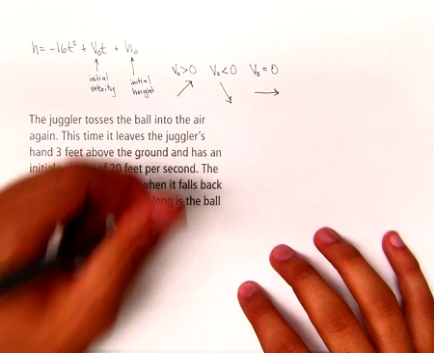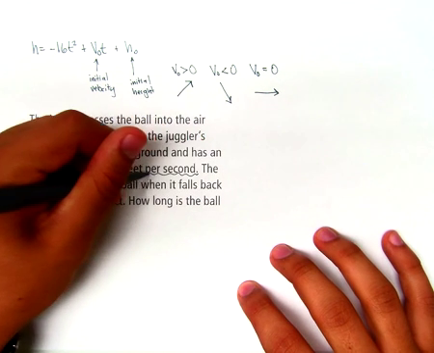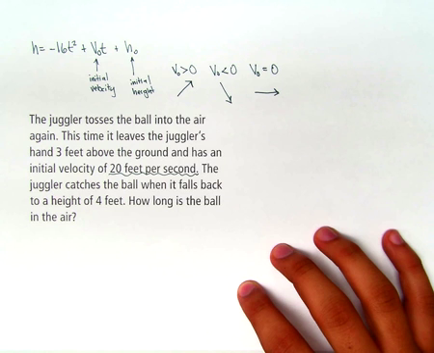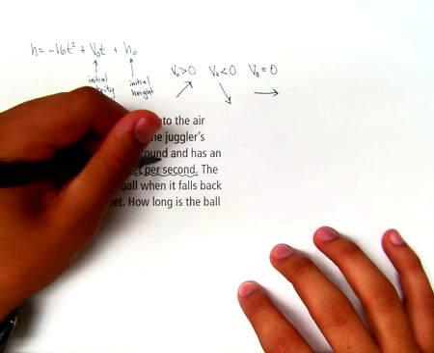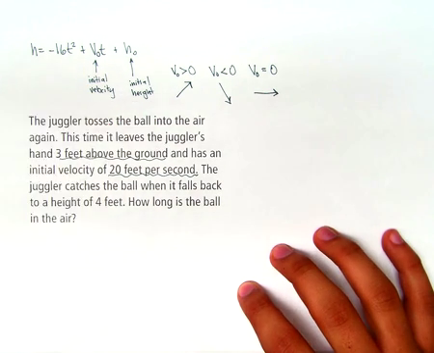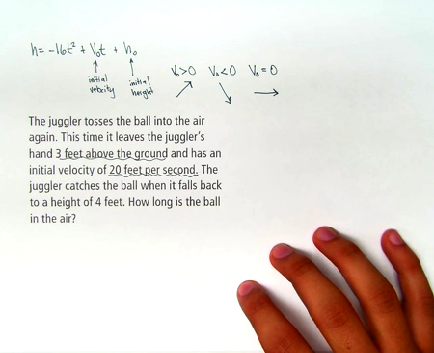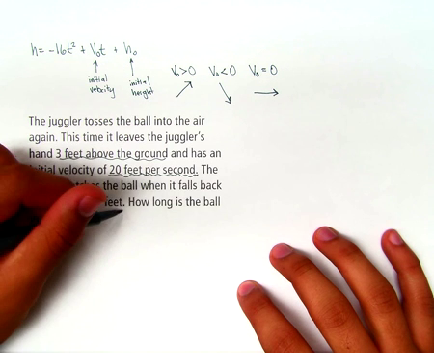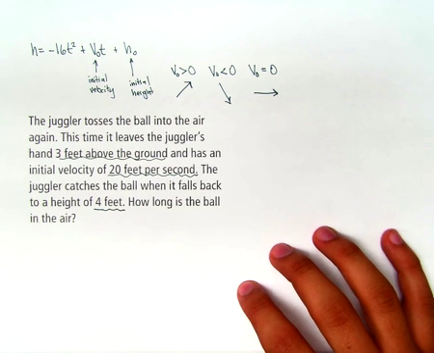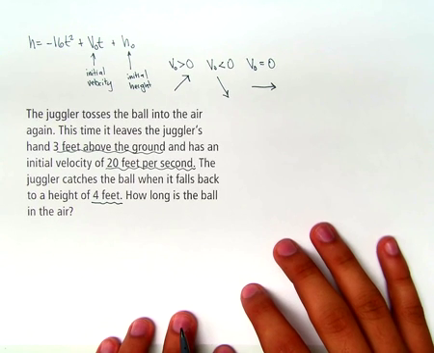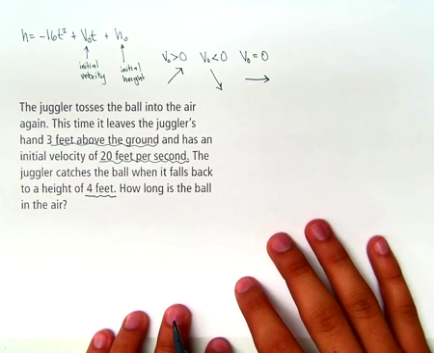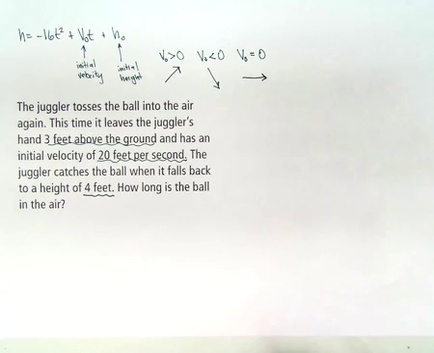Okay, 20 feet per second. What else? 3 feet above ground. What else? One more thing. Yeah, so the height of 4 feet. Okay, so basically in this problem the numerical values are what we need to know.